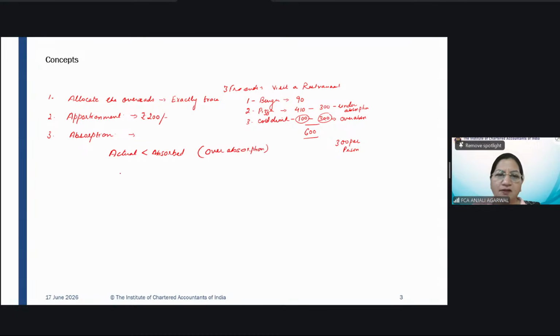And when the actual cost is more than absorbed, the overheads become under absorbed.